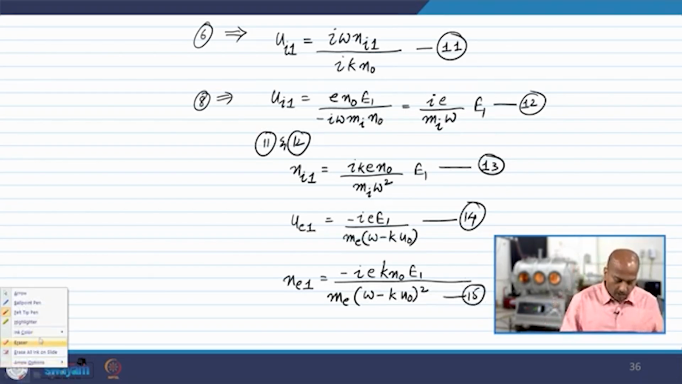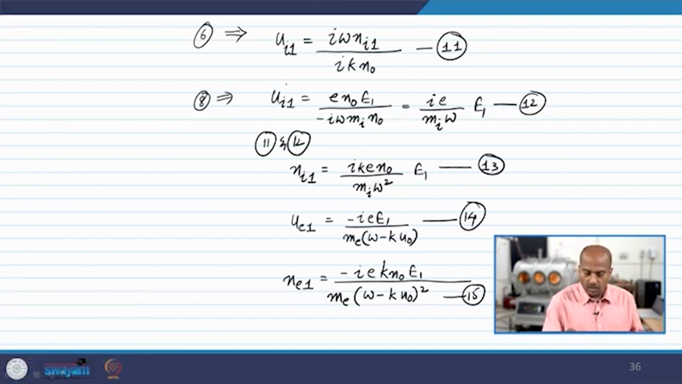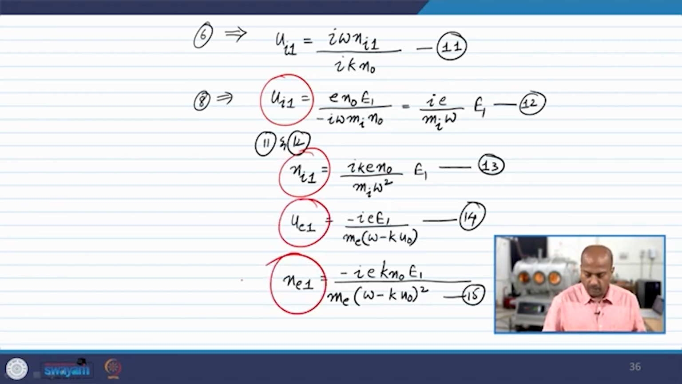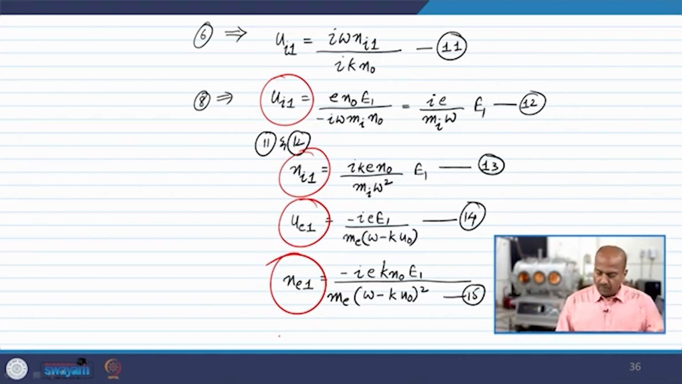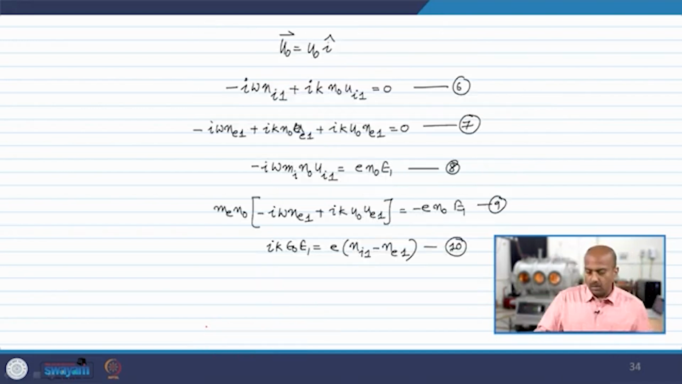Just let me highlight the important variables. Okay. 1, 2, 3, 4. By using the linearized equations, we have been able to get all the terms. So, let us say from equation number 15, 10, 12 and 15, you need the knowledge of n_i1 and n_e1. We have already found out.